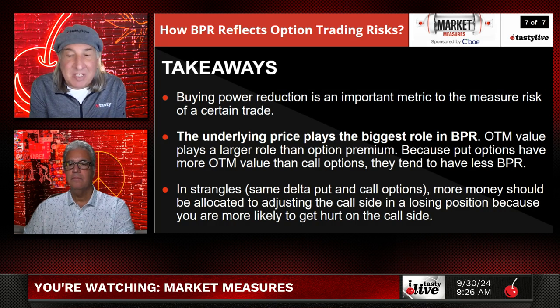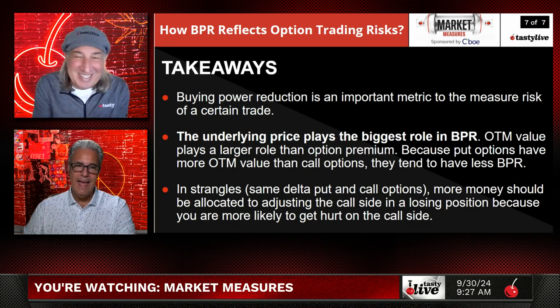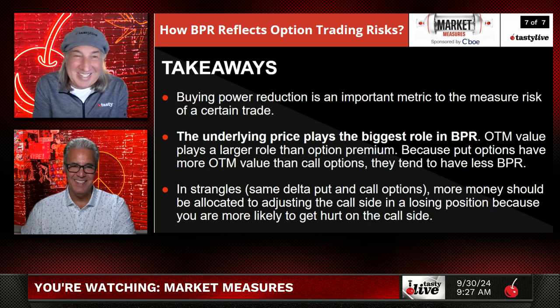In strangles, the same delta put and call options, more money should be allocated towards adjusting the call side and losing position because it's more likely to get hurt on the call side. And the only reason they're saying that is because more things go up than down. You know? Well, it has in the last 20 years.